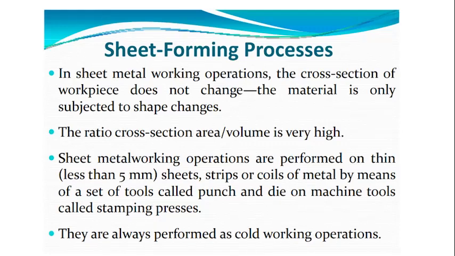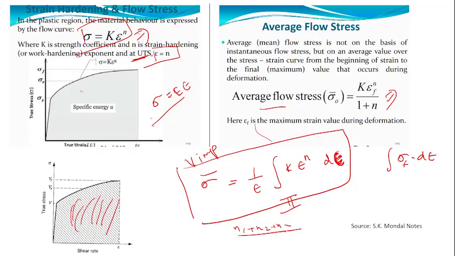Actually, the shape of the graph, is it increasing till the fracture point, or have we drawn it till the UTS here? UTS only. See, after UTS it will decrease, then fracture will happen, right? At least a little amount of decrement will be there.